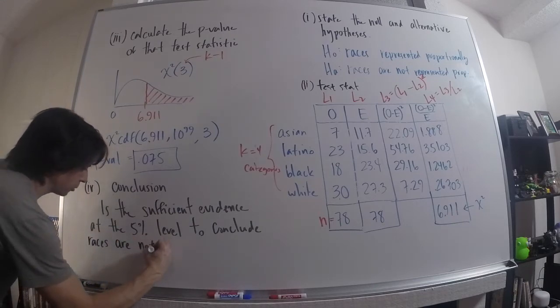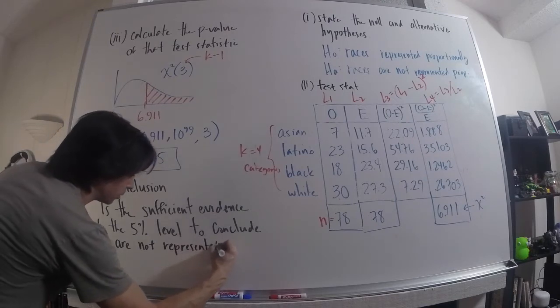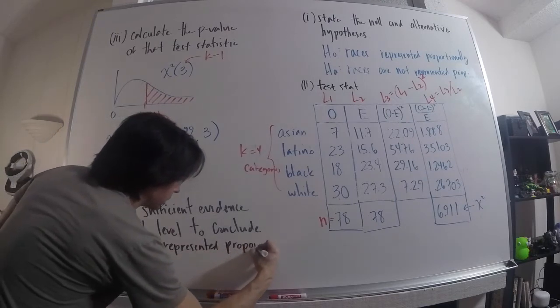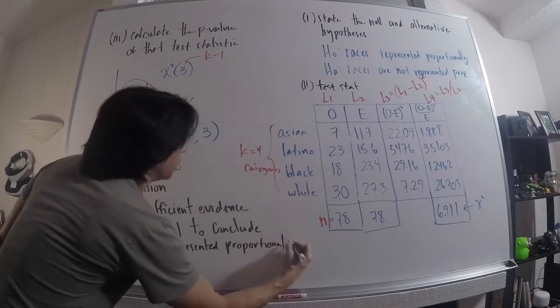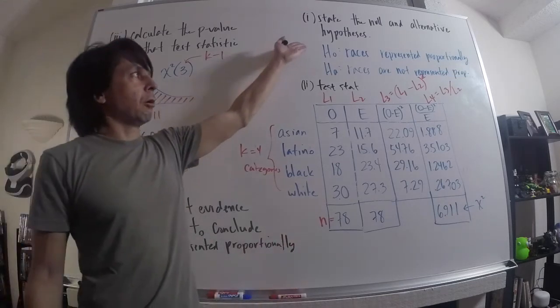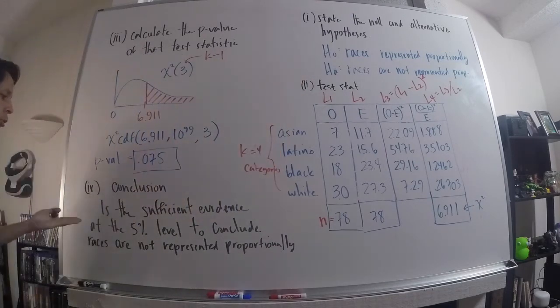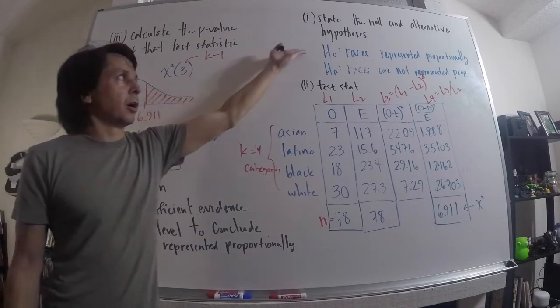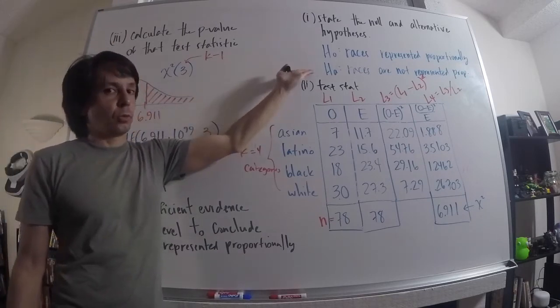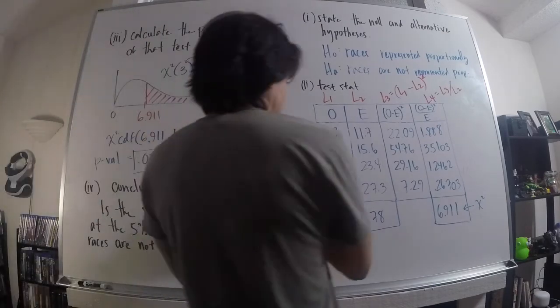I'm going to abbreviate. No, I shouldn't. So again, did I erase my null and alternative? We assume they are represented proportionally unless we have strong evidence in the form of a low p-value otherwise. So do we have sufficient evidence to reject the null and sue the school for discrimination? That's essentially what it is, even though we're not really going to sue. I'm going to erase this. We are good with that.